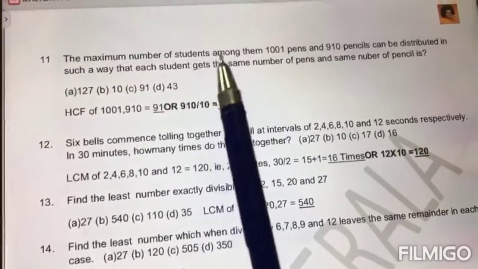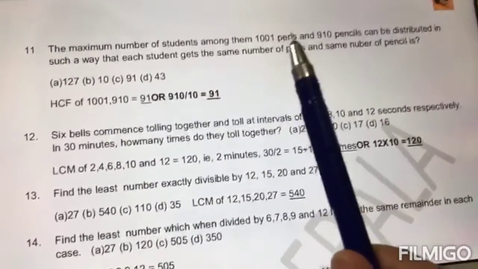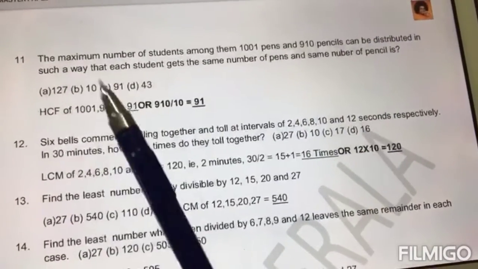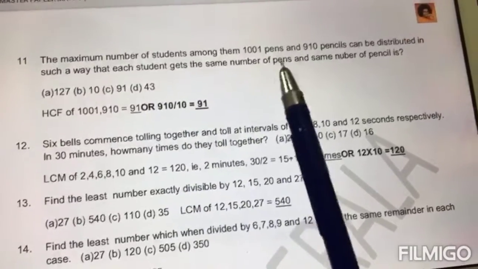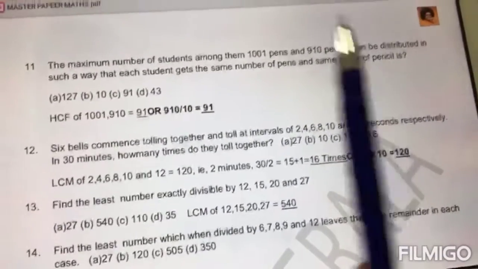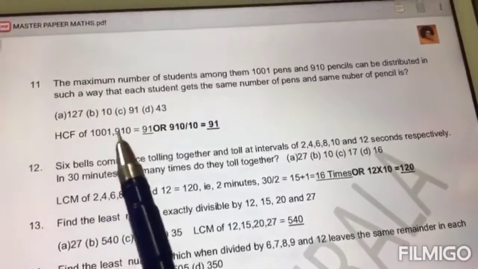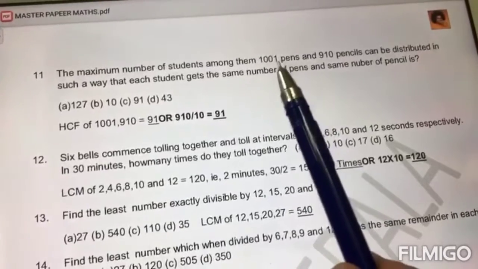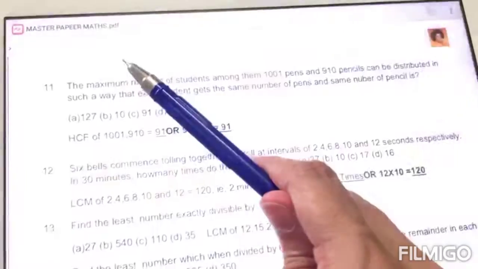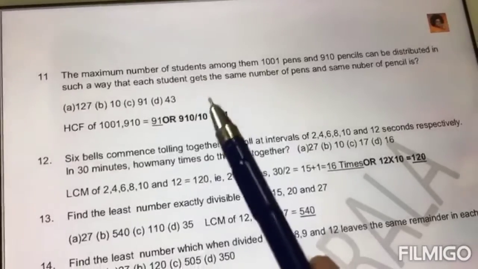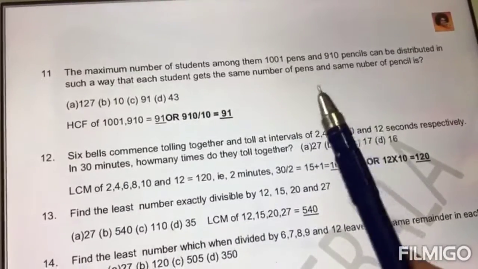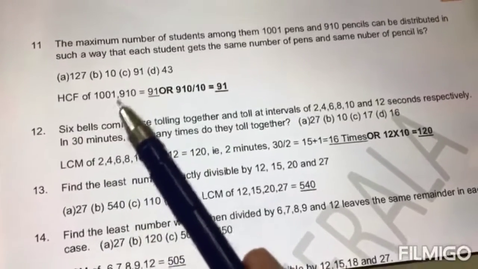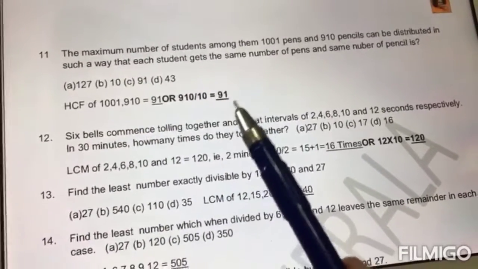What is the maximum number of students among whom 1001 pens and 910 pencils can be distributed in such a way that each student gets the same number of pens and the same number of pencils? Here we have to find the HCF. Here we simply have to find the HCF of 1001 and 910, which is 91.